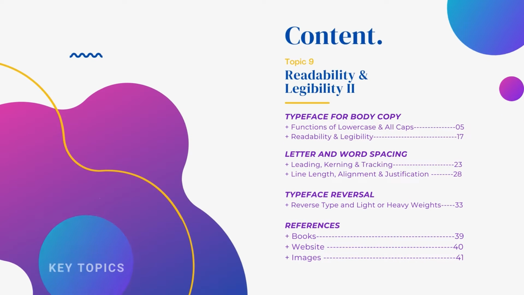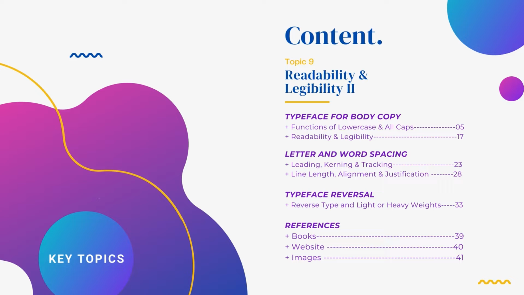Topic 9 is about readability and legibility too. It comprises 3 subtopics. The first topic is typeface for body copy. The topic is about functions of lowercase and all caps. Next is about readability and legibility.